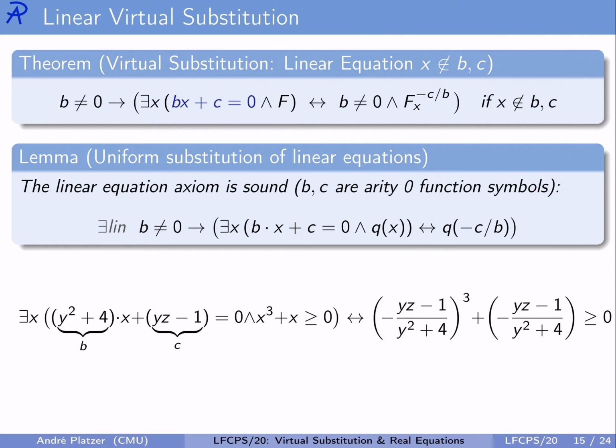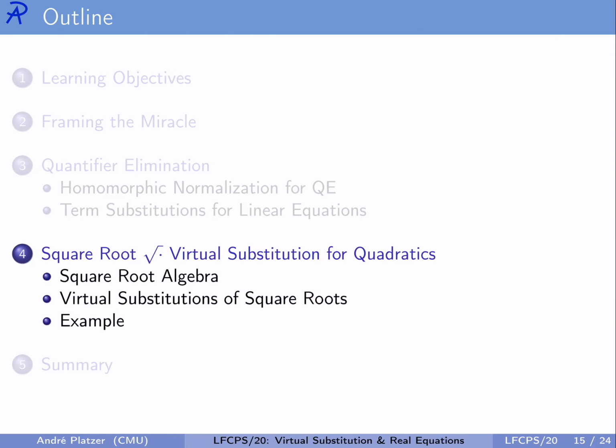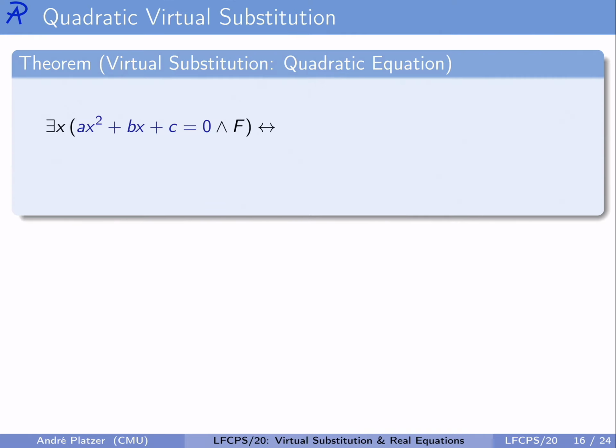For example, it will give us this instance because y squared plus 4 really is easily proved not to be 0 ever. It's positive that there is an x such that y squared plus 4 times x plus yz minus 1 equals 0 and x cubed plus x squared equals 0 by just plugging in the one unique solution for this, which is this division, minus yz minus 1 divided by b, into this right-hand side. And so we just are left with the condition that says this solution cubed plus this solution squared is greater or equal to 0. Very easily done. Let's do the same thing just for higher degree polynomials that are no longer linear.